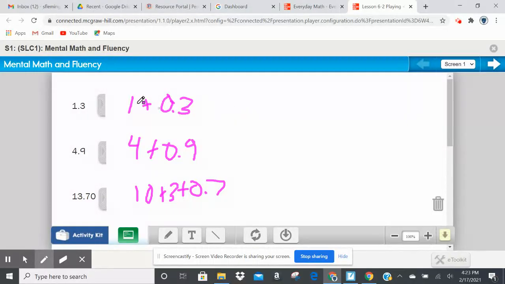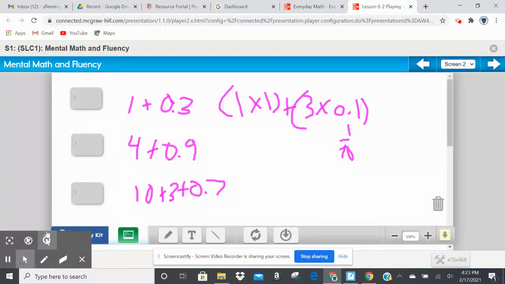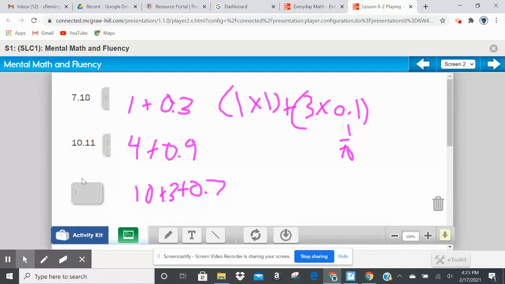So, for example, I'll do an example on this one would be 1 times 1 plus 3 times 0.1, 1/10. Or you could always do fractions as well. Okay? I want you to try these next ones on your own. Go ahead and try these as well in expanded form. What would it be in expanded form? Go ahead and give that a shot.